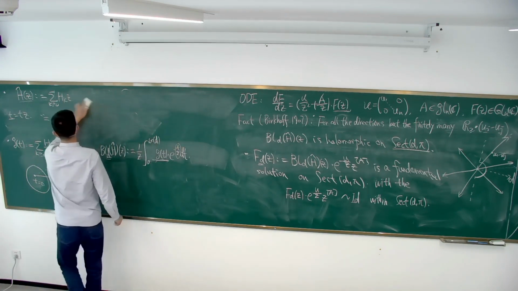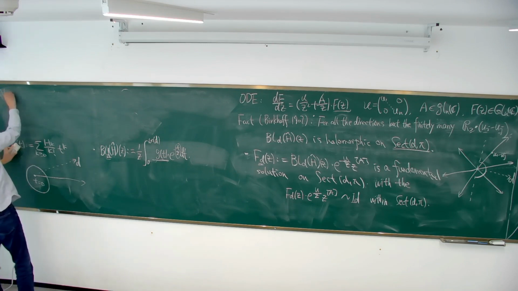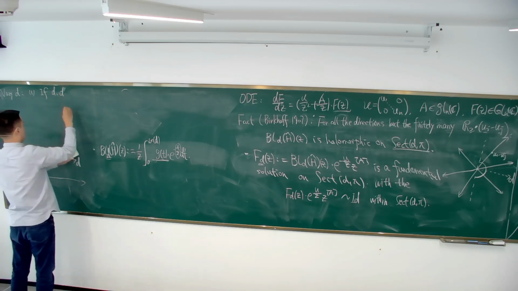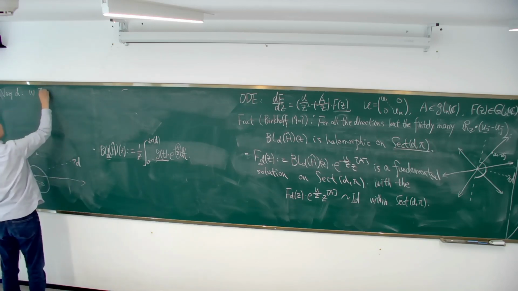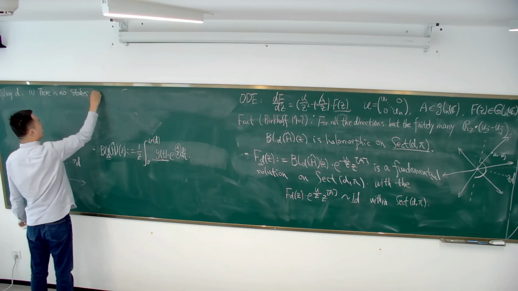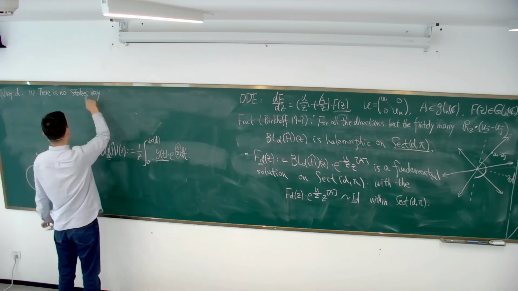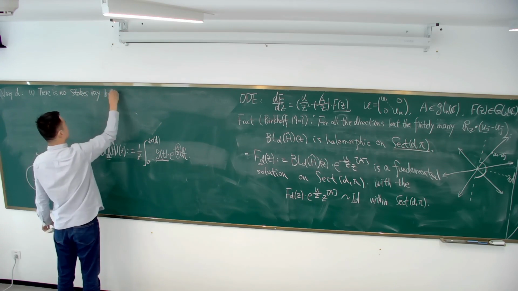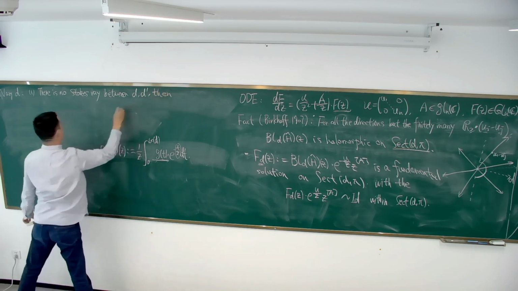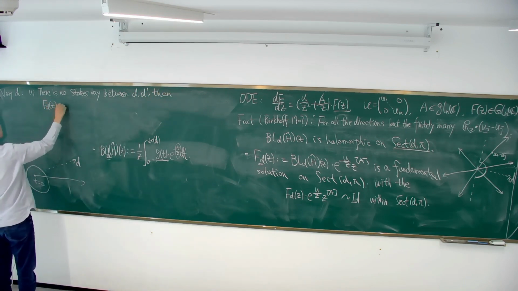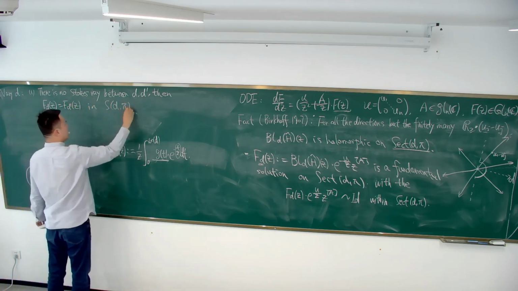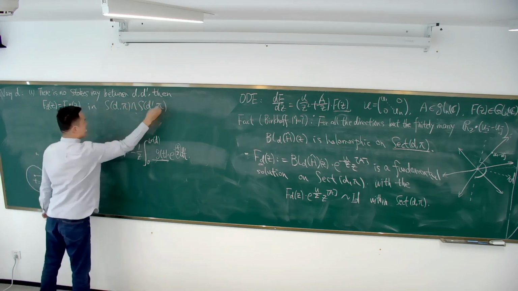So what happens if we vary D? As I said, if there is no Stokes ray bounded by the two edges in between direction D and D prime, then the fundamental solutions we get coincide in their common domain. Well, let's prove it.